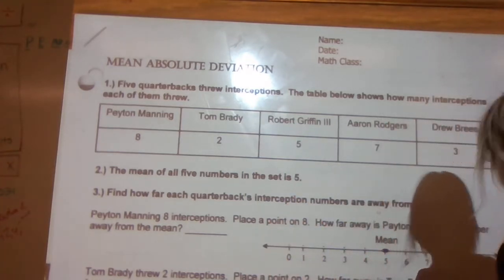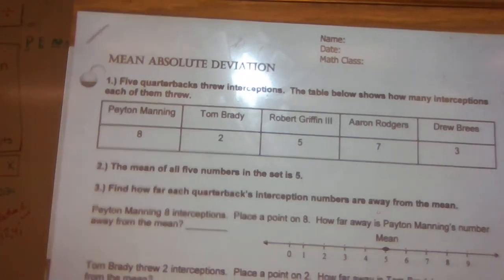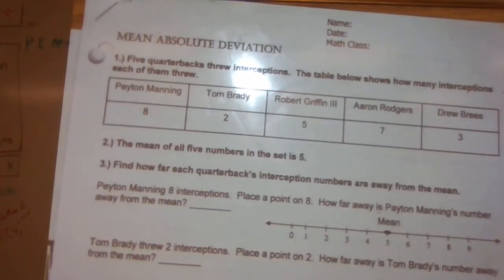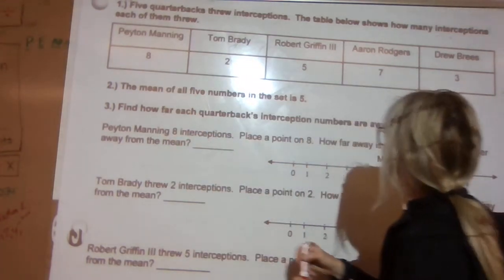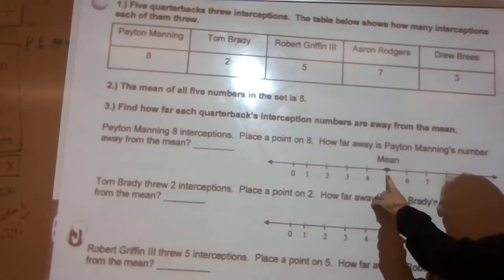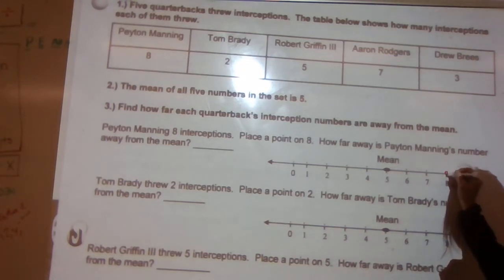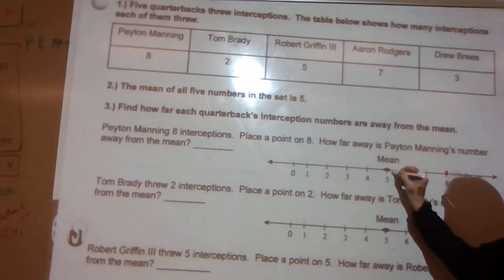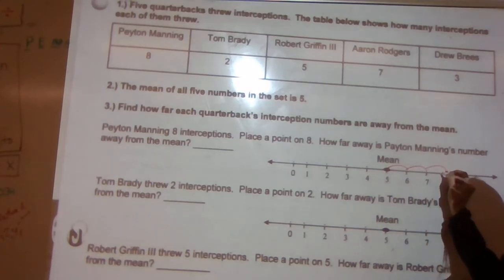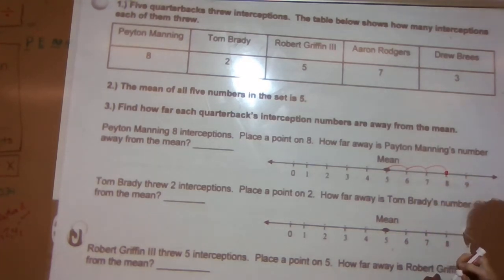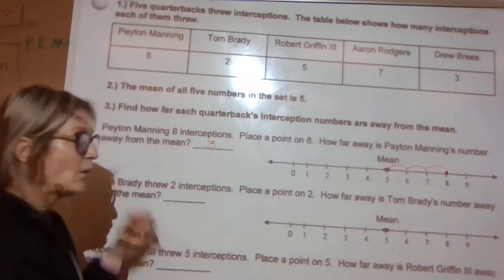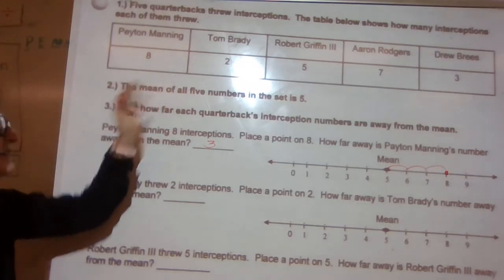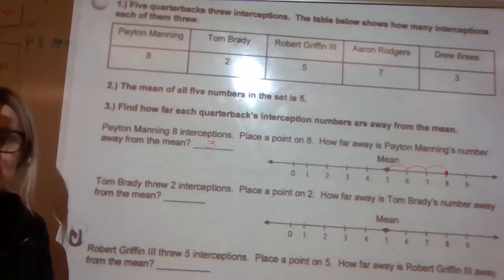So let me try and explain that. If we look at Peyton Manning, he threw 8 interceptions. So the mean is already plotted on the number line for us. So here's 8. If I were to find the distance, or how far it deviates from the mean, I would see that Peyton Manning is 3 away from the mean with 8. We don't care about direction, it's absolute value.